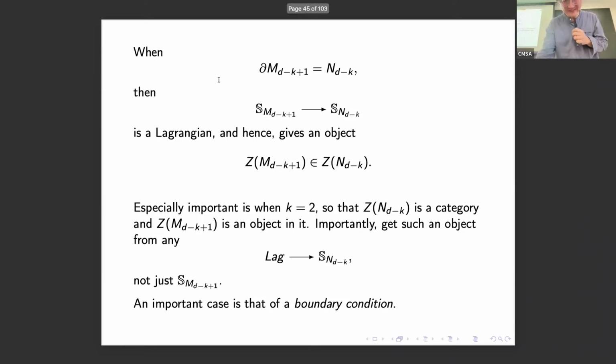Right. So, first, the important case is that of a boundary condition. The boundary condition gives you such a Lagrangian, thereby you get an object inside the category associated to something. So the category might be a category of sheaves. Well, I guess you'll say more about this later. A category of sheaves of the sort that you see in the Langlands correspondence, and then a boundary condition will give you an object.